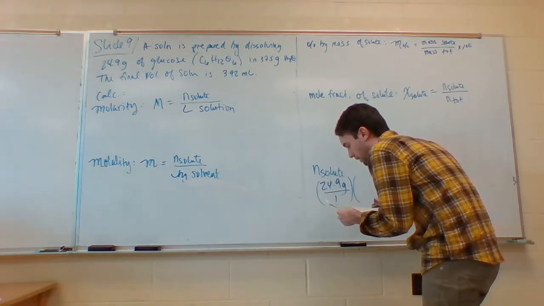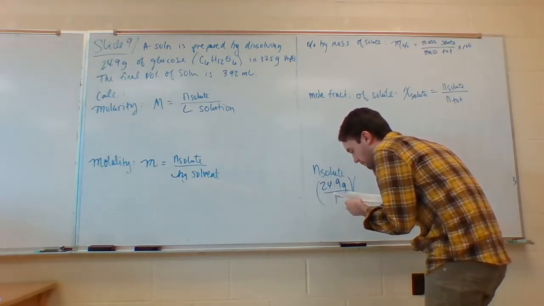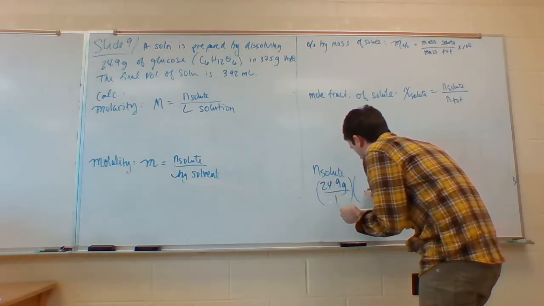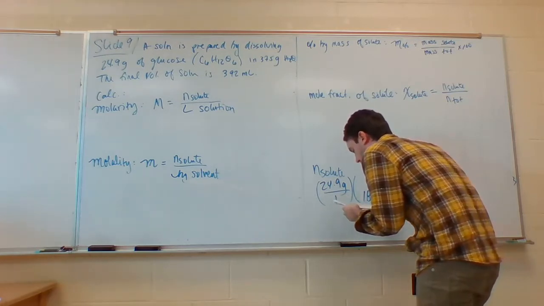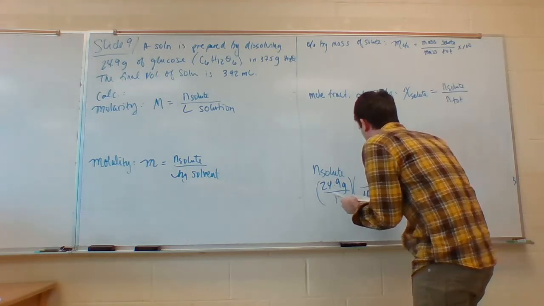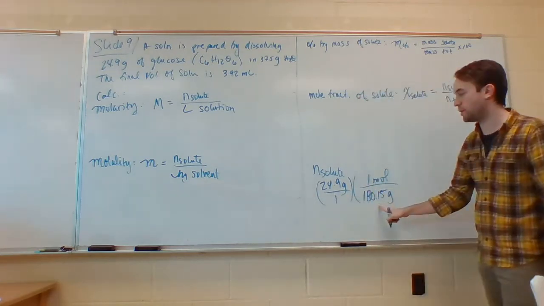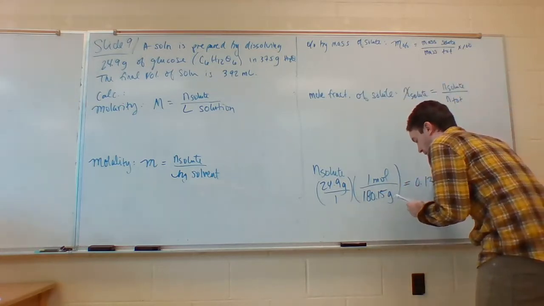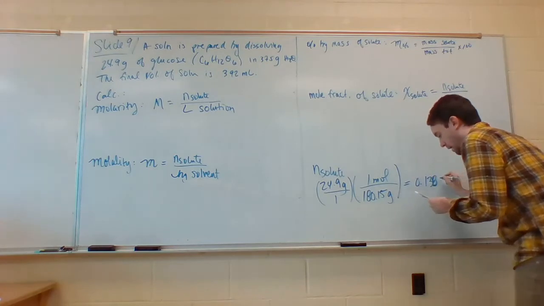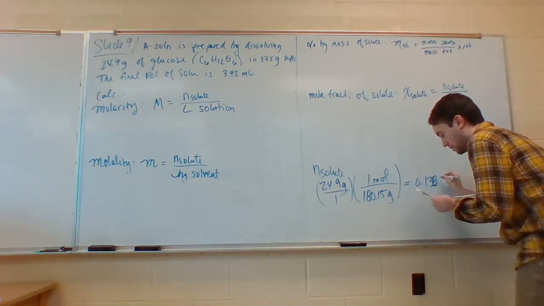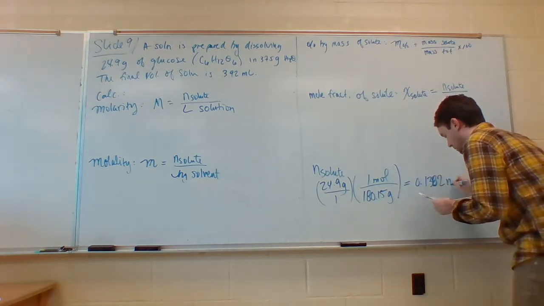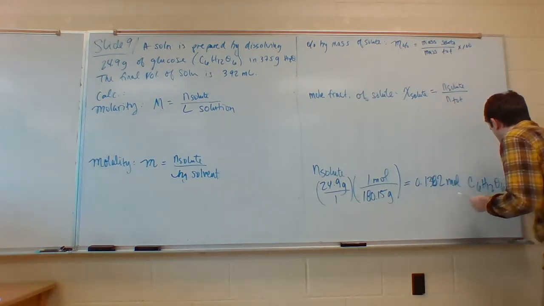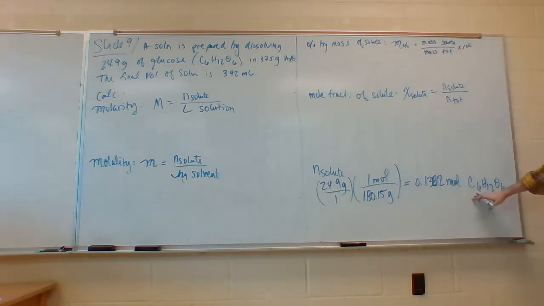Glucose has a molecular weight of 180.15 grams per mole. Again, you're putting your grams on the bottom to cancel with your grams, and that will give you 0.1382 moles of C6H12O6. All right, so that's our moles.